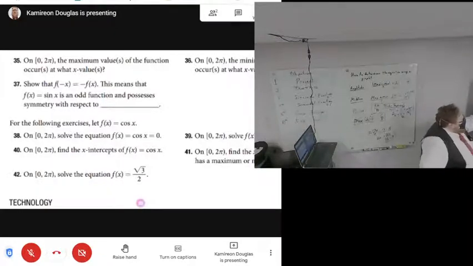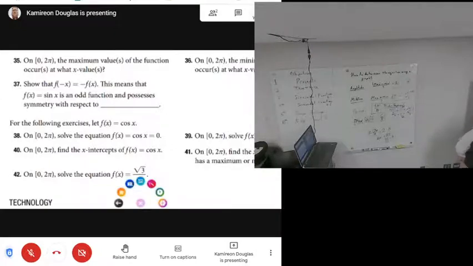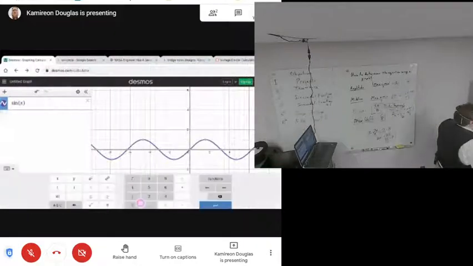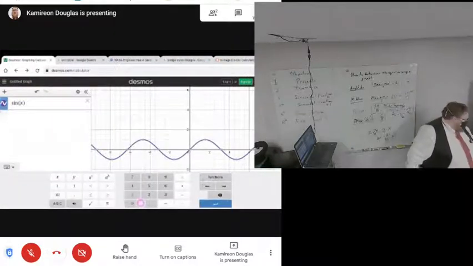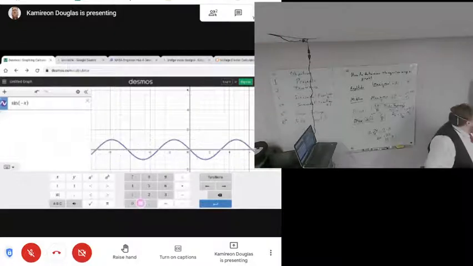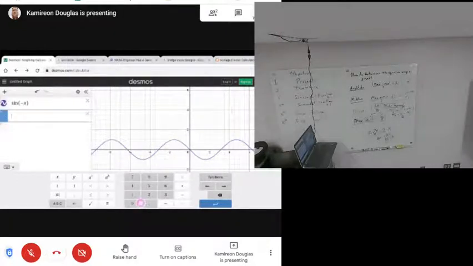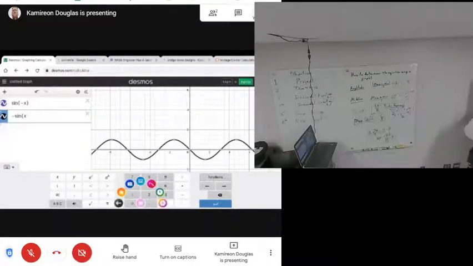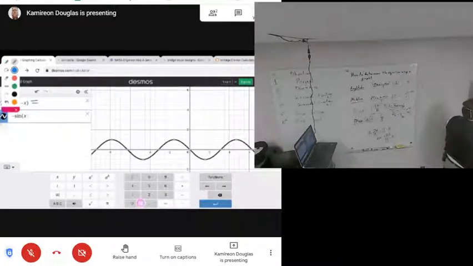Okay, let's go ahead and show 37 using the calculator. Here's Desmos. Desmos says, okay, two different versions. One where the negative is inside, one where the negative is outside. If these two are the same, that means it is odd. Negative on the inside, negative on the outside. This one is f of negative x. This one is negative f of x.